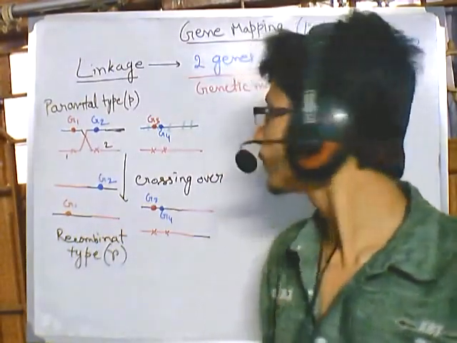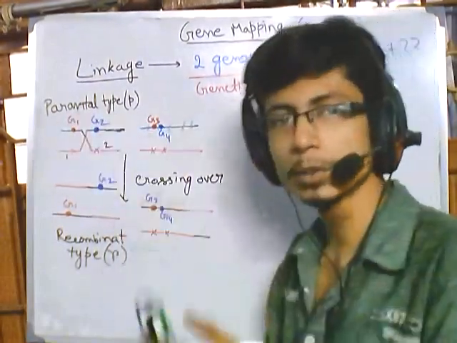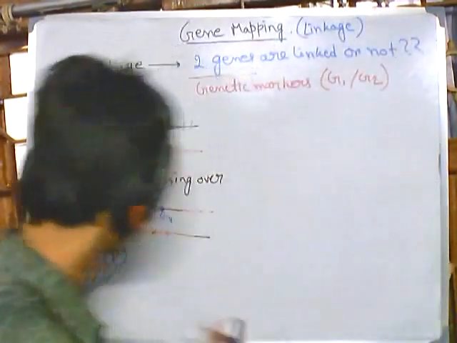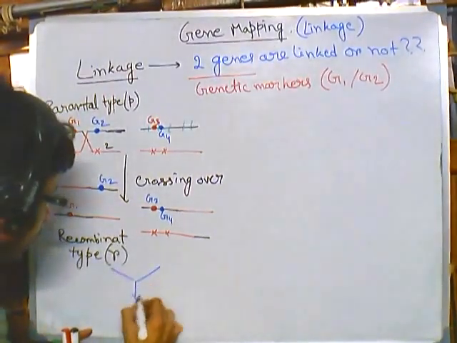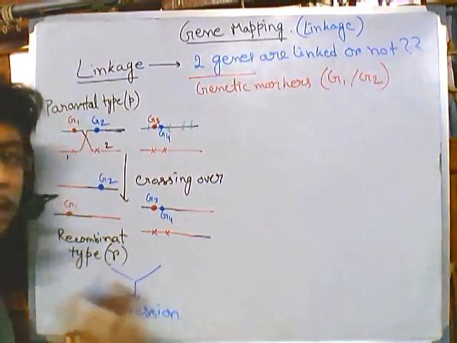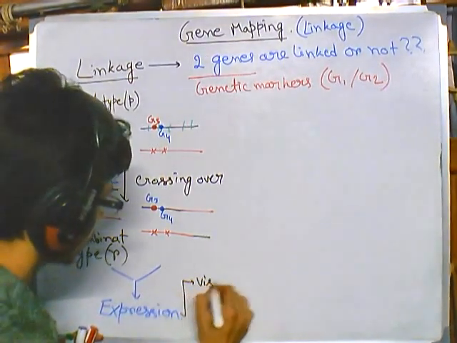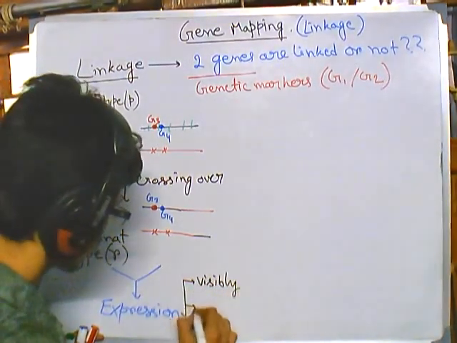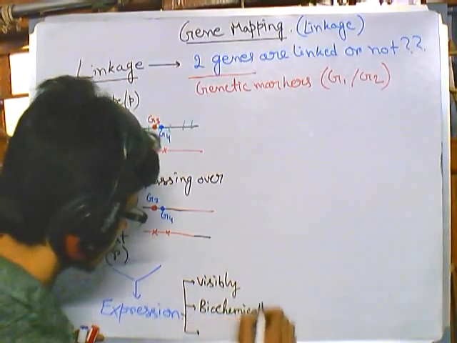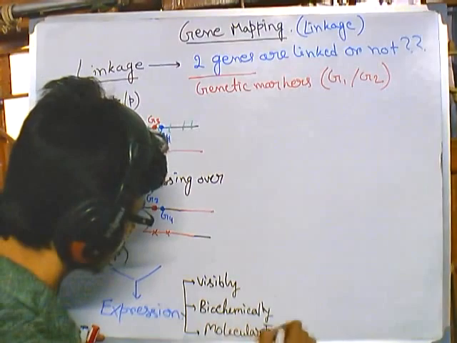Now, an important thing: we don't know whether the markers are placed closer or distantly, but by getting the expression, we can tell. Remember, expression can be measured in three different ways: visibly, or biochemically, or with the help of molecular techniques.